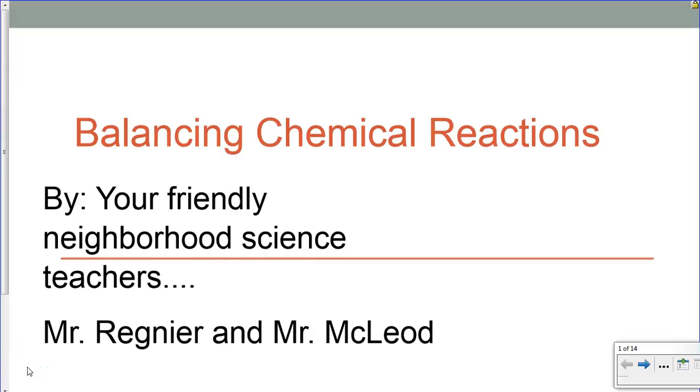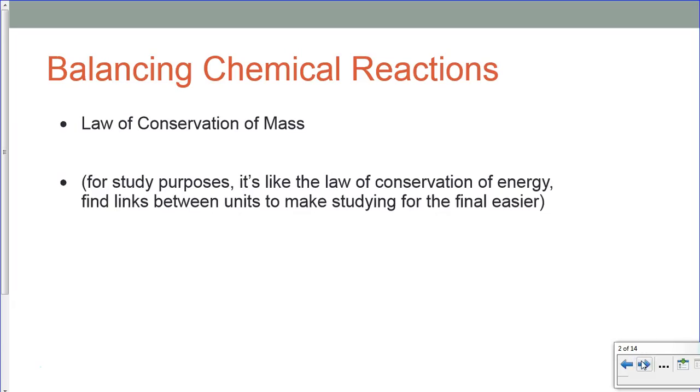Alright guys, balancing chemical reactions. We're almost done chemistry. Having just done reaction types, now we have to figure out how we can put these things together. Balancing chemical reactions is all based on the law of conservation of mass. For study purposes, it's like the law of conservation of energy that we talked about. Mass always has to stay constant in a chemical reaction, kind of like energy had to stay constant in a system back in physics.